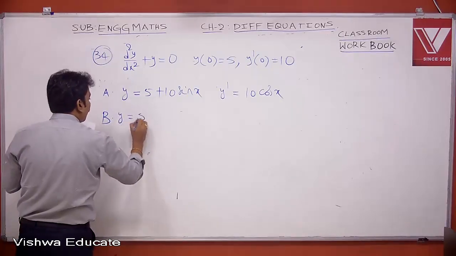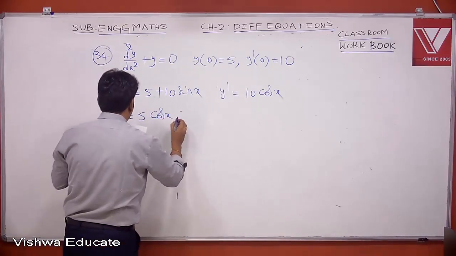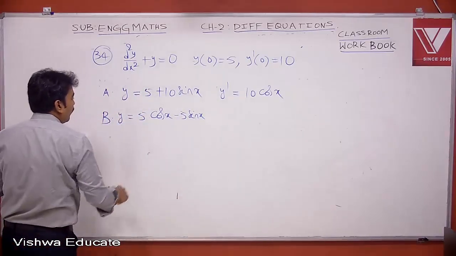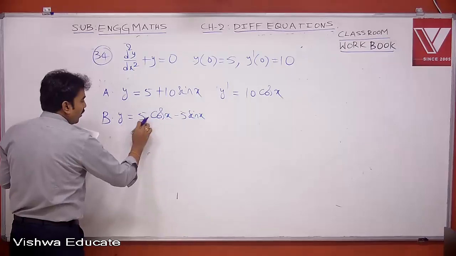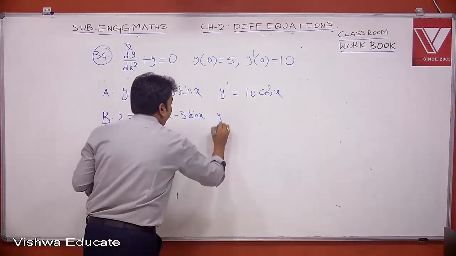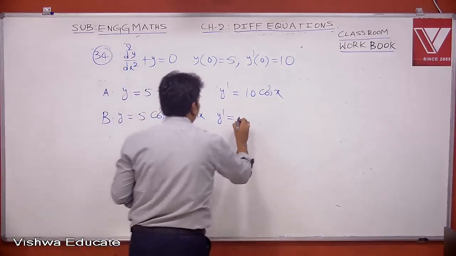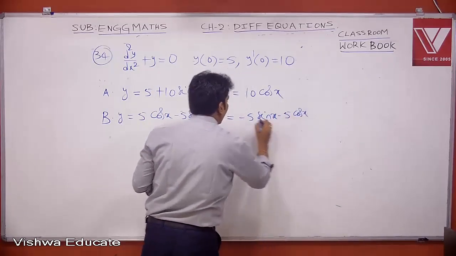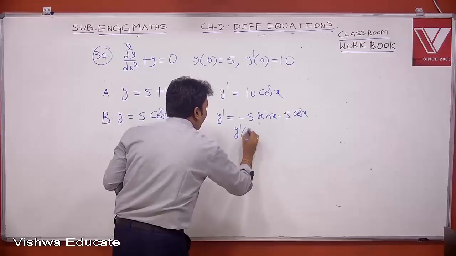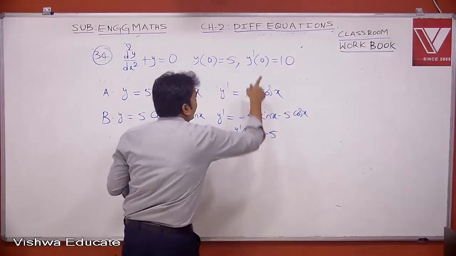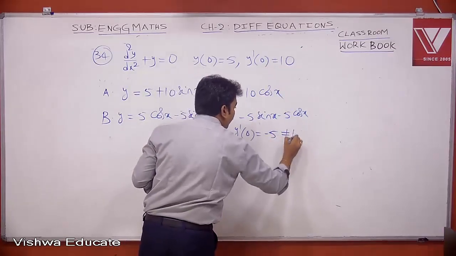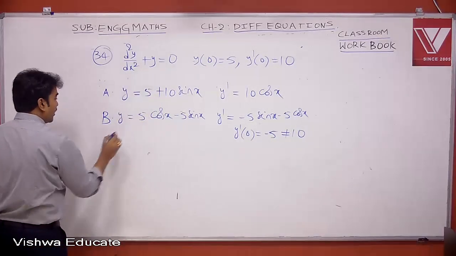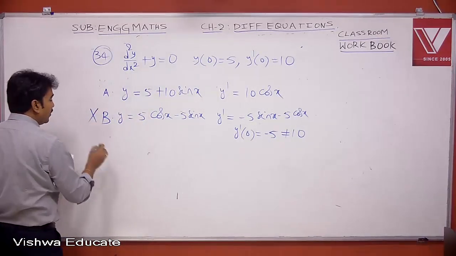This is y equal to 5 cos x minus 5 sin x. Now you can see when you replace x by 0, we get 5. But when you find the derivative, it is minus 5 sin x minus 5 cos x. In this case, y dash of 0 is minus 5. So it fails the second boundary condition. It is not equal to 10. So option B is wrong.